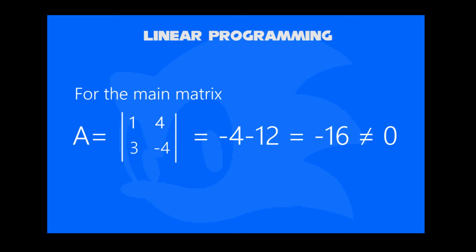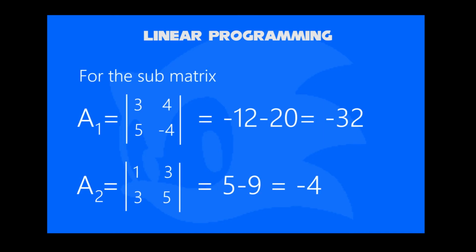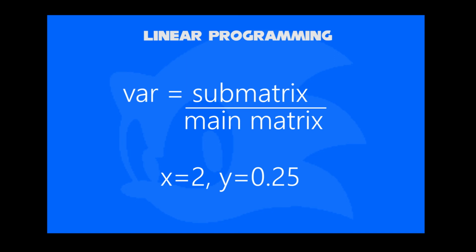On cross-multiplying them on the main matrix, we get minus 16. Taking two sub-matrices, A1 and A2. In first sub-matrix, we change the first column from the given B, solving the first sub-matrix, we get minus 32. Similarly, in the second sub-matrix, by changing the second column from the given B, we get minus 4. To find these variables, x and y, equals submatrix divided by main matrix. We get x equals 2 and y equals 0.25, as seen from the previous section.